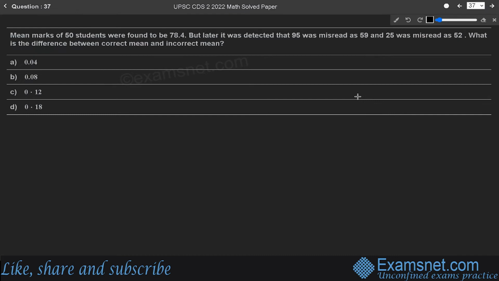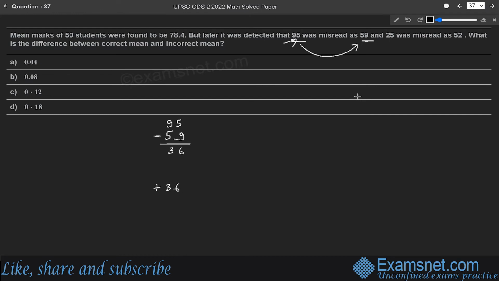There are two mistakes in this question. 95 was read as 59 by mistake. So the difference here is 36, which means the error is 36. We have to add 36 more to get the balance, because 95 was by mistake read as 59, and 36 is the difference here. So we will have to add 36 more to get 95.